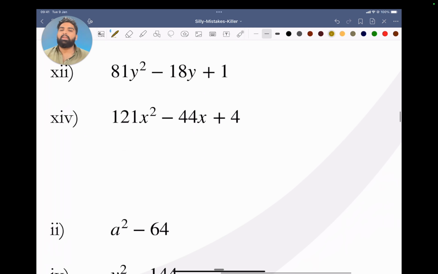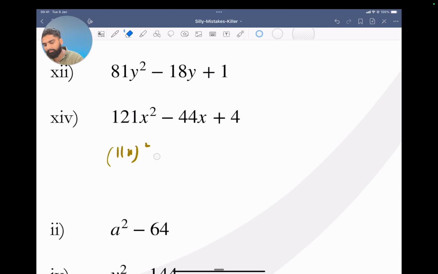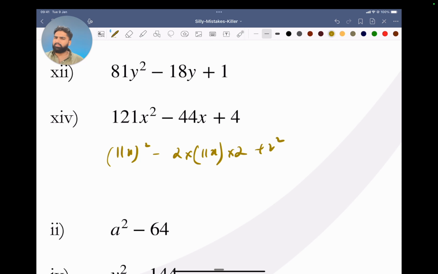Let's do this one. Now, this one's a little bit different because, well, what's the first term? Well, I think the first term is 11x squared, right? Okay, that's cool. The middle term is, well, I know it's a quadratic, so it really should be 2 times something, right? So it's going to be like 2 times, well, if I pick the first term, that's 2 times 11x, that's 22. And then, well, 22 times 2 then gives me 44. And then it's the last term squared, 2 squared.